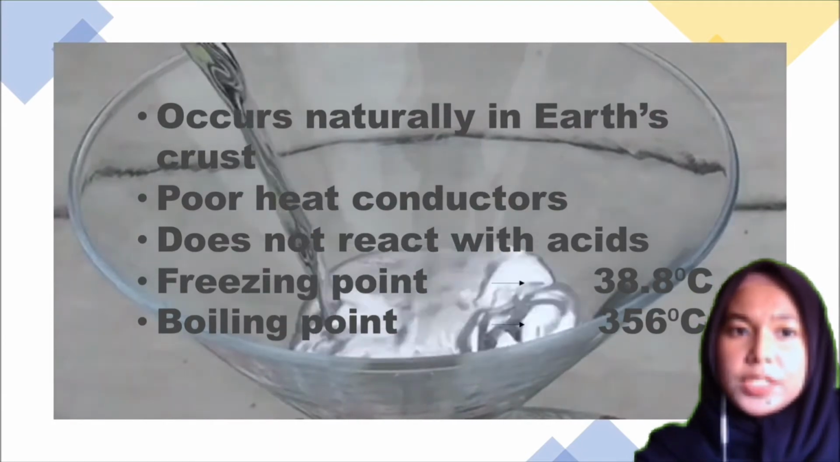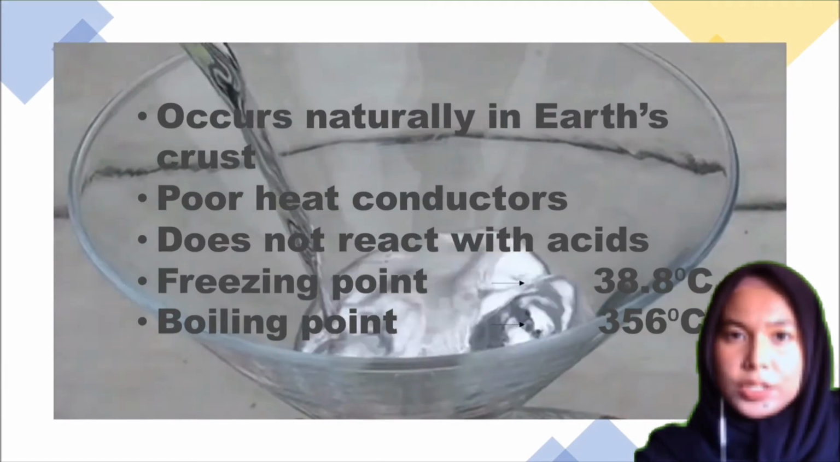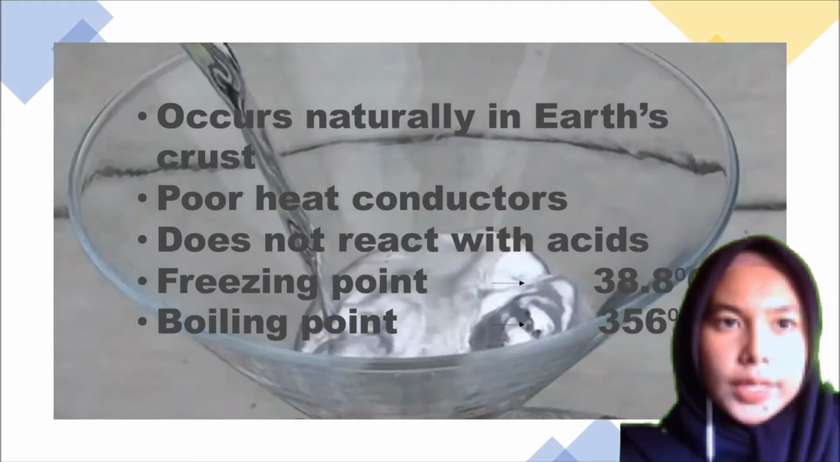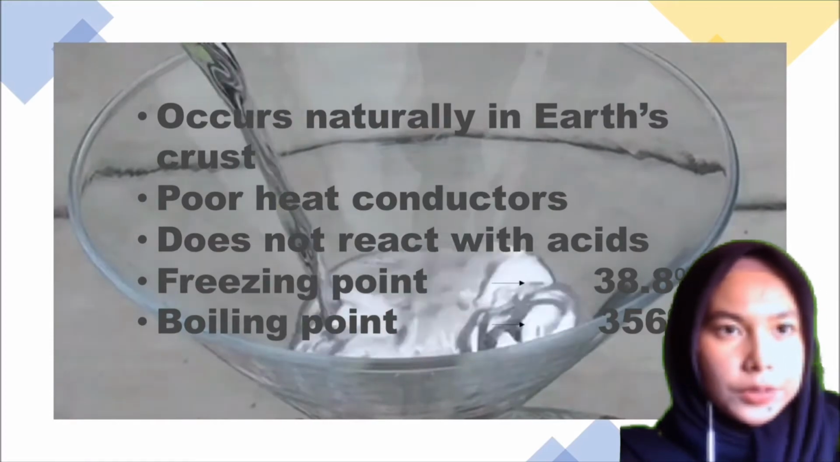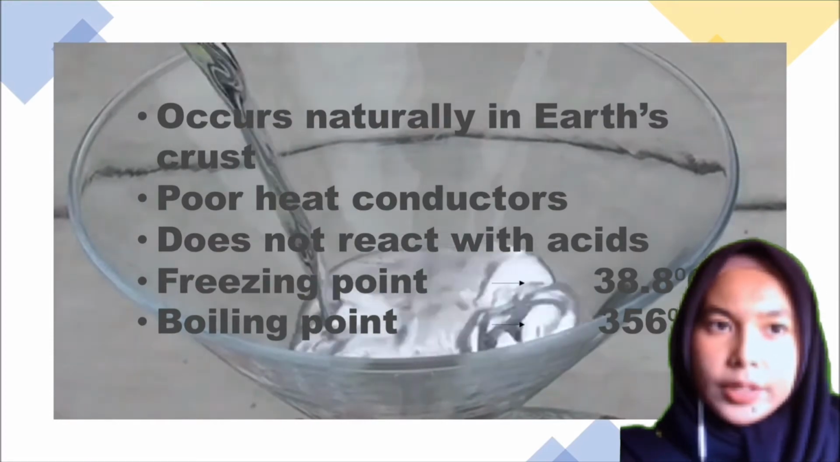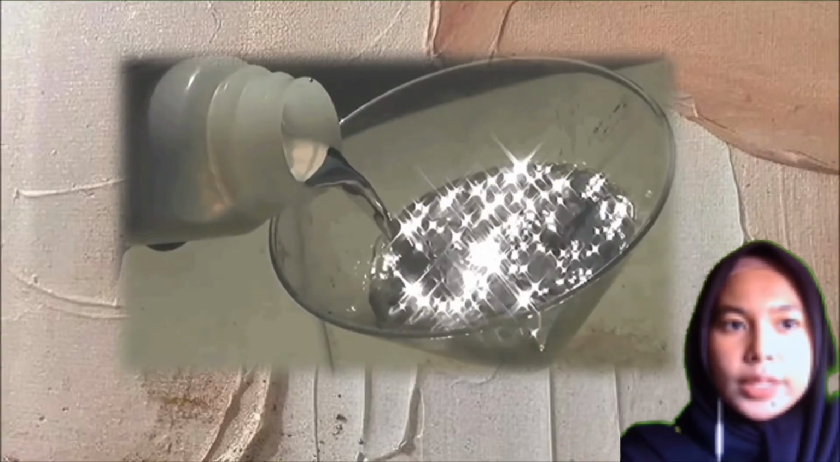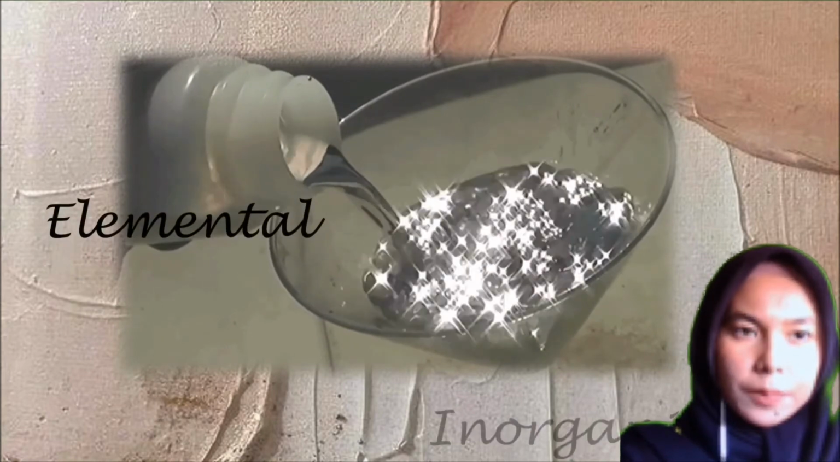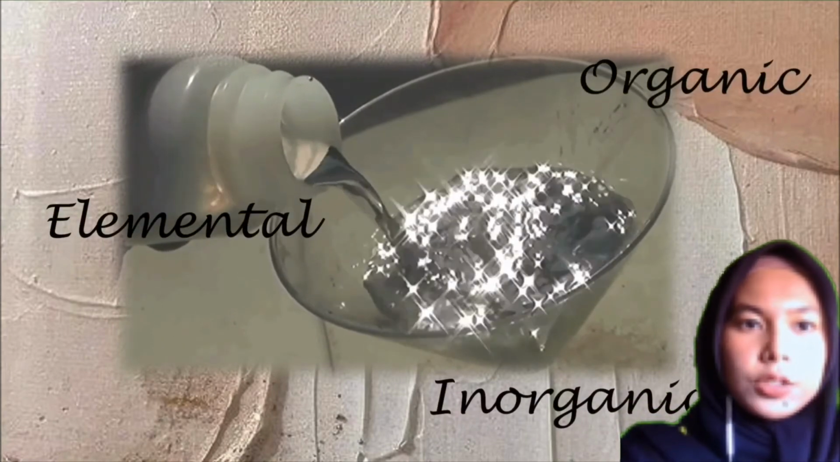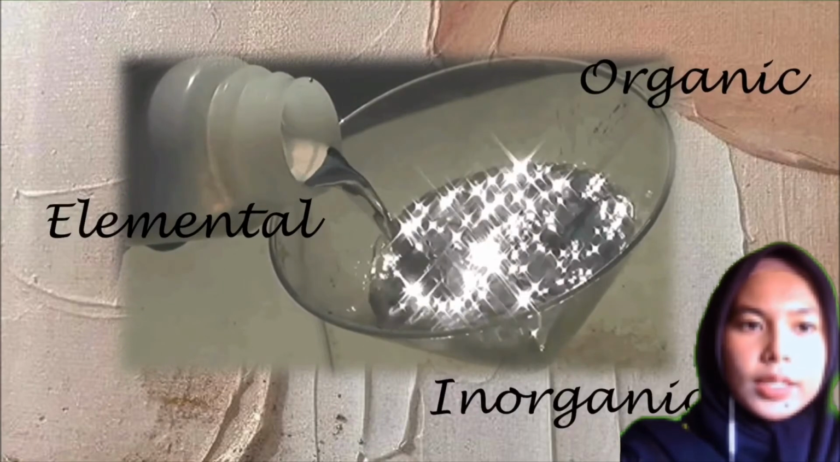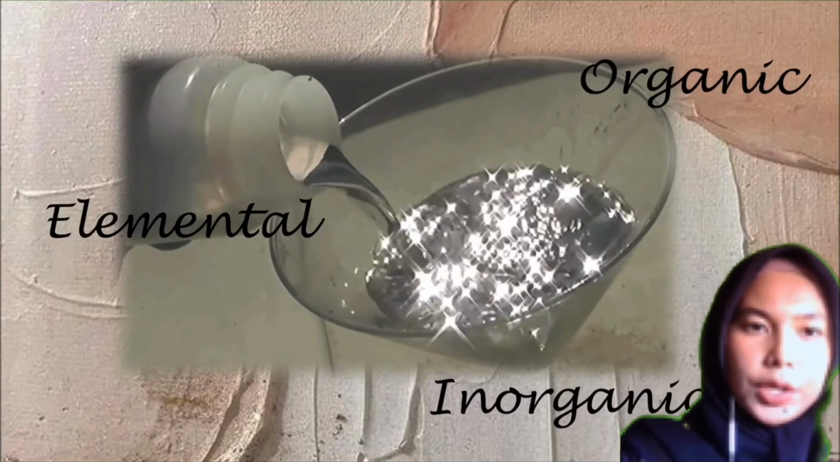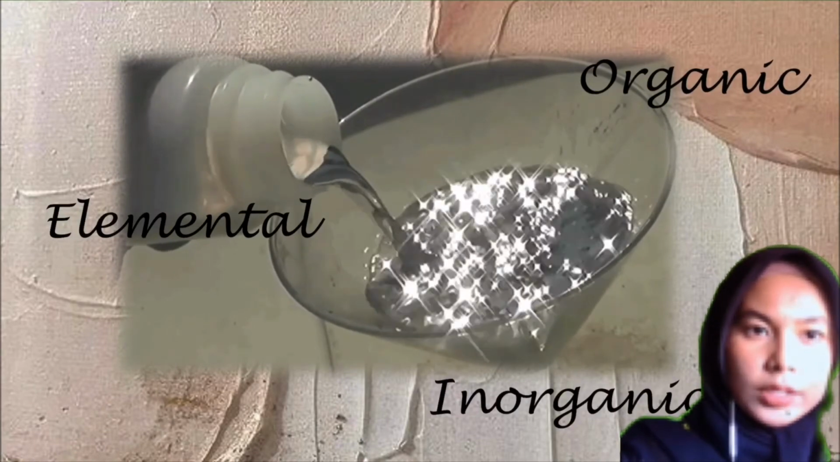So, the freezing point of mercury is negative 38.8 degrees Celsius and its boiling point is high at 356 degrees Celsius. Mercury exists in three forms: elemental, inorganic, and organic. Elemental mercury is the one that we usually find in thermometers. At room temperature, exposed elemental mercury can evaporate to become an invisible, odorless toxic vapor.